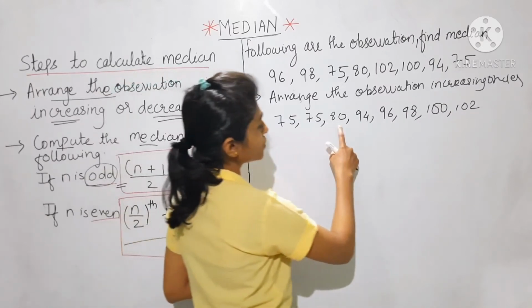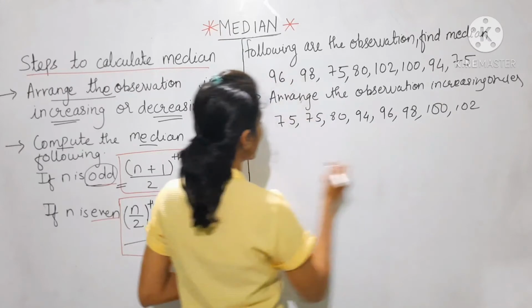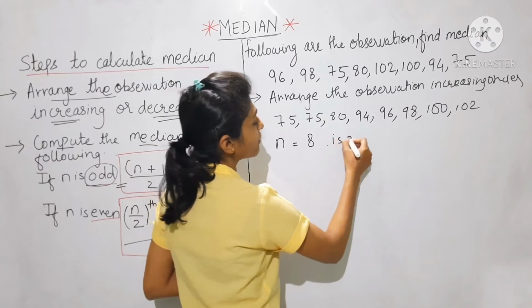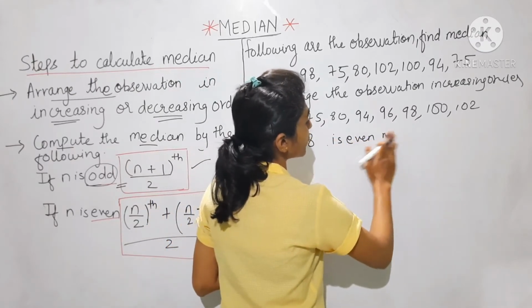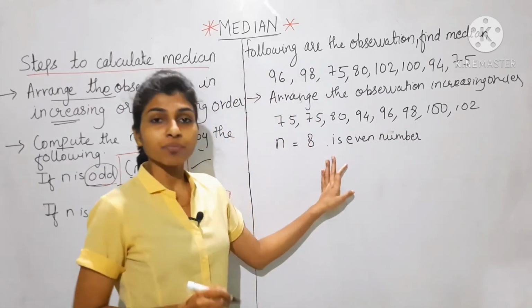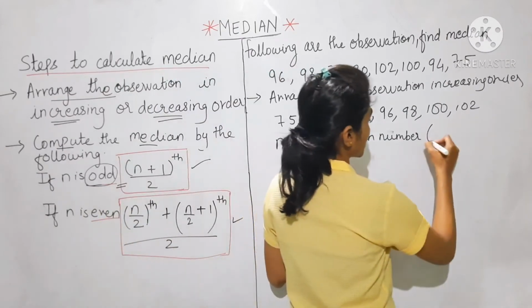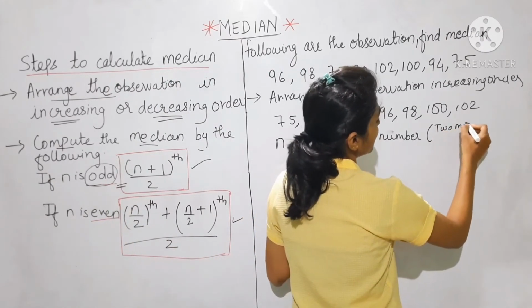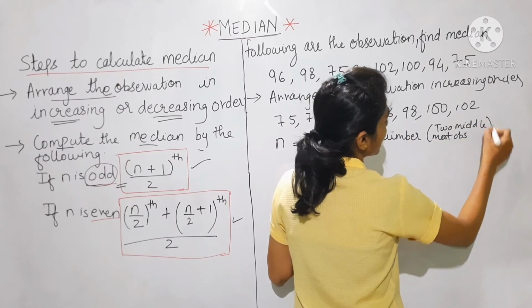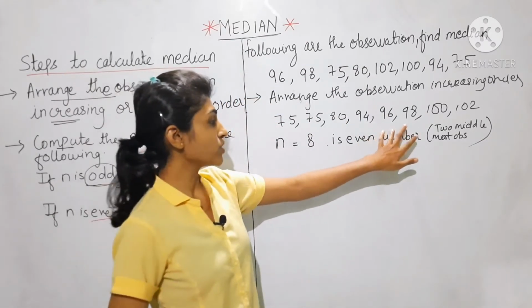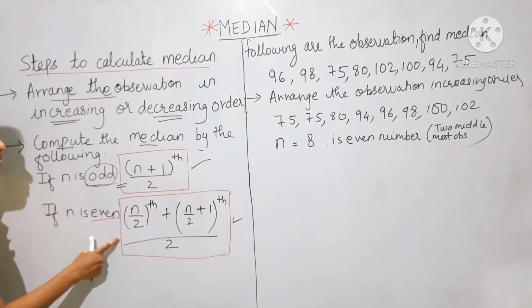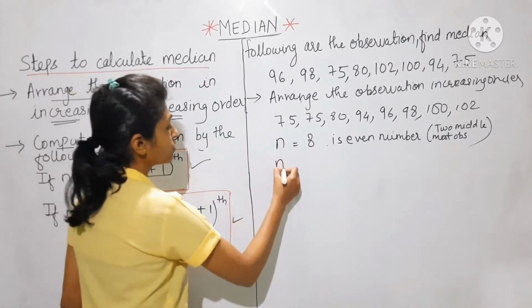So 1, 2, 3, 4, 5, 6, 7, 8. So n, the number of observations, is 8, and 8 is what? An even number. So an even number will give us 2 middlemost observations. Why? Because the number of observations is even. Now since it is even, we are going to use this formula to find the median. So write down the formula.